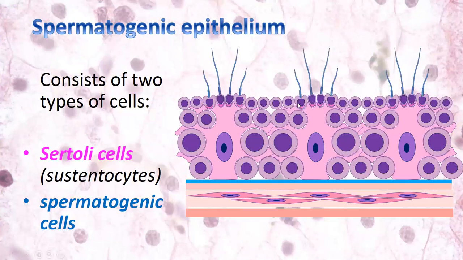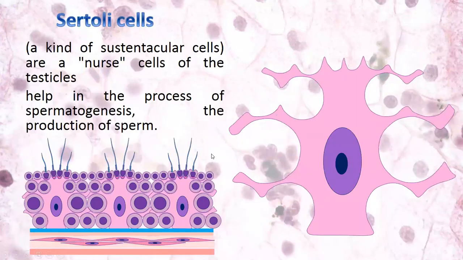And spermatogenic cells are coming here. They fill the spaces between Sertoli cells, and they are living here. So they are kept and maintained by Sertoli cells, and they are following stages, and they are progenitors of spermatozoa. So here we can see Sertoli cells, epithelial cells with special modified shape, and they maintain spermatogenic cells. And Sertoli cells are kind of sustentacular cells. They are nurse cells of the testicles, and they help in the process of spermatogenesis when they form microenvironment for spermatozoa.